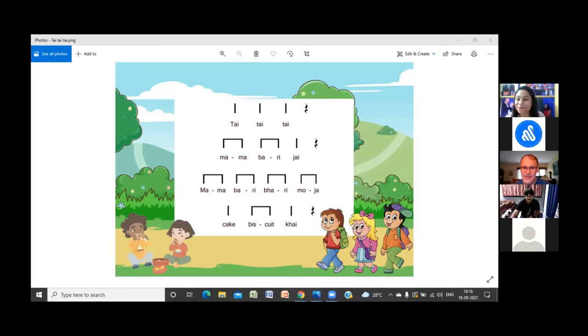Tai. Susanna, bari chai, mama bari, Susanna bari, biscuit kai. You cannot say mama, Susanna. Only Susanna, in both places. Yes, you have to replace mama. We don't need mama here. Susanna bari chai. Susanna bari moji cake biscuit kai.